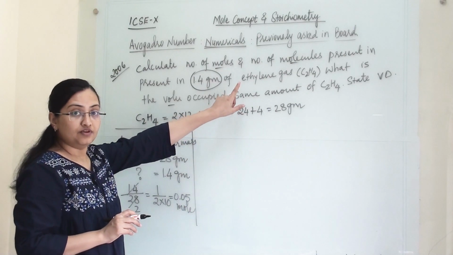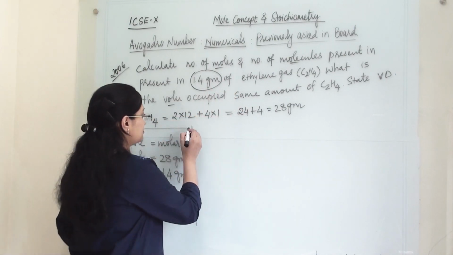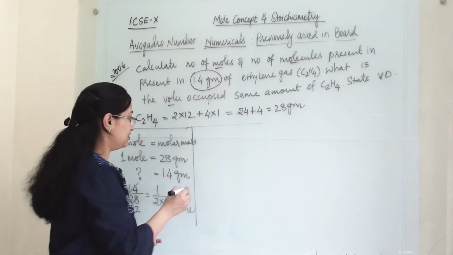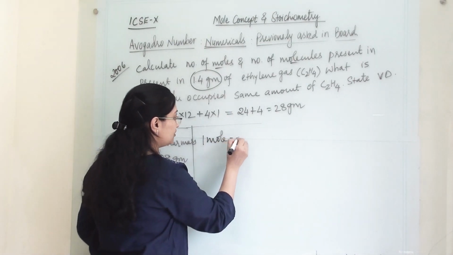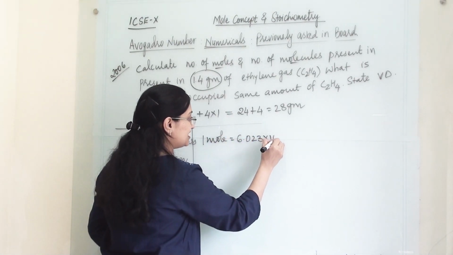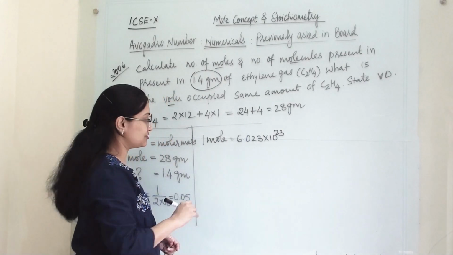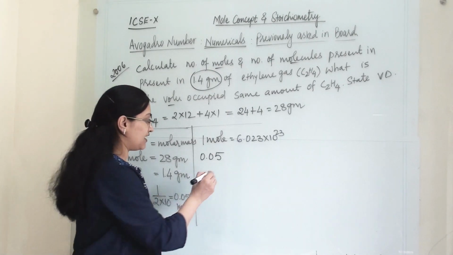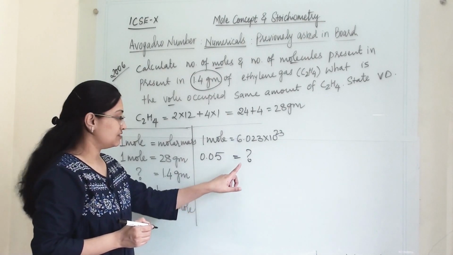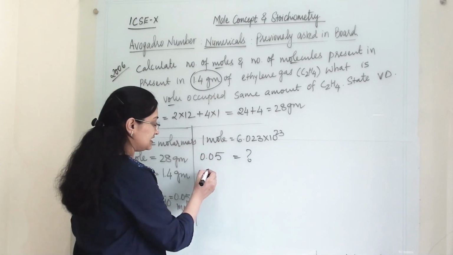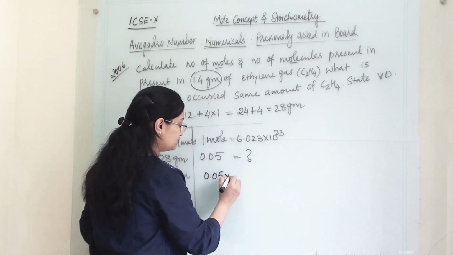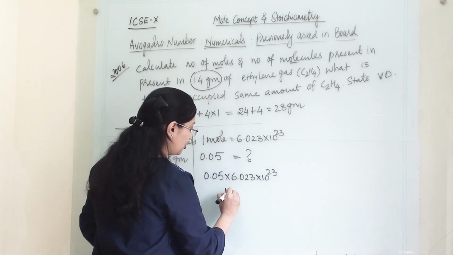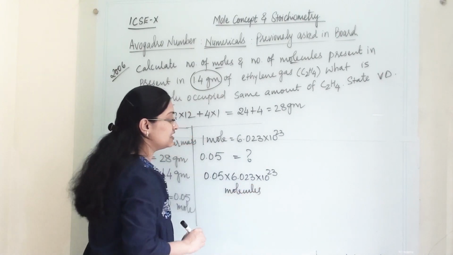Now next, we will find out number of molecules. How to find out number of molecules from number of moles? We know that 1 mole equals 6.023 into 10 raised to 23 molecules. Then how many moles do we have? We have 0.05 mole. Then how many molecules do we have in this ethylene gas? So it is 0.05 into 6.023 into 10 raised to 23 molecules will be present in ethylene gas.